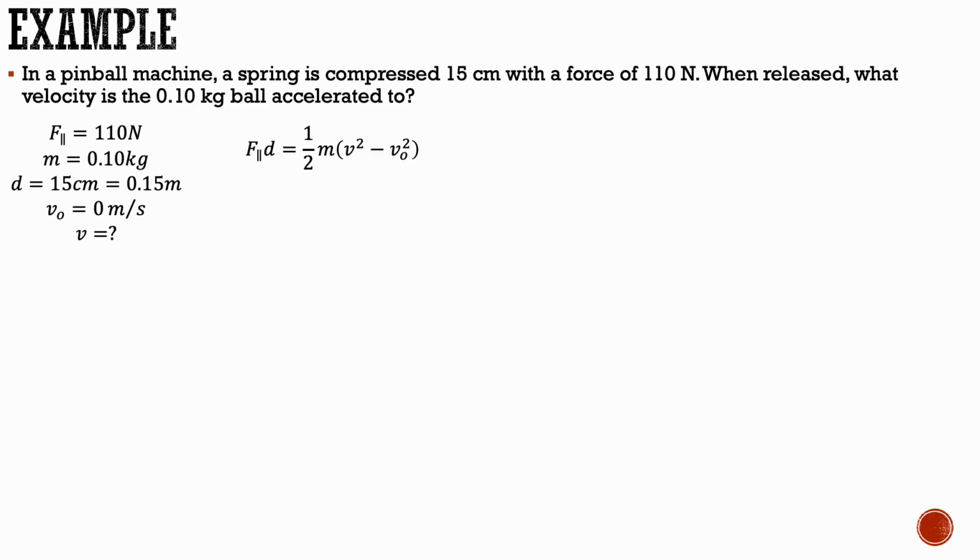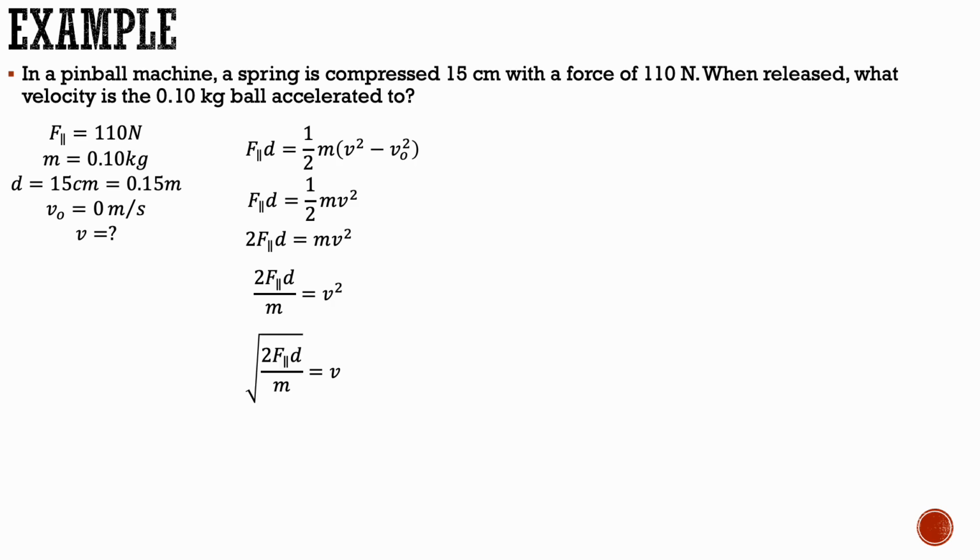We have our equation: force times distance is equal to 1/2 times mass times final velocity squared minus initial velocity squared. Because our initial velocity was 0, we can get rid of the initial velocity squared to simplify our equation a bit. So we've got force times distance equals 1/2 our mass times final velocity squared. I would next get rid of the 1/2 by multiplying both sides by 2, and then move the mass to the other side by dividing both sides by it. Lastly, we want to get rid of the squared, so we'll take the square root of both sides.